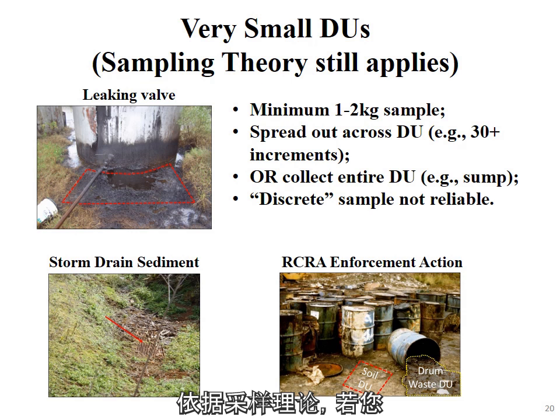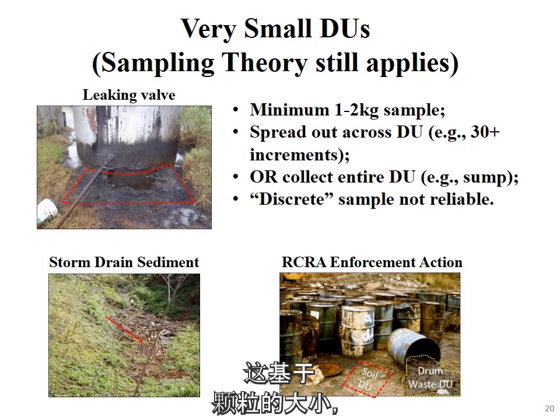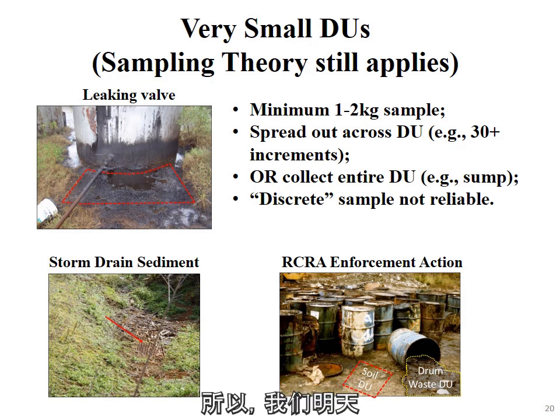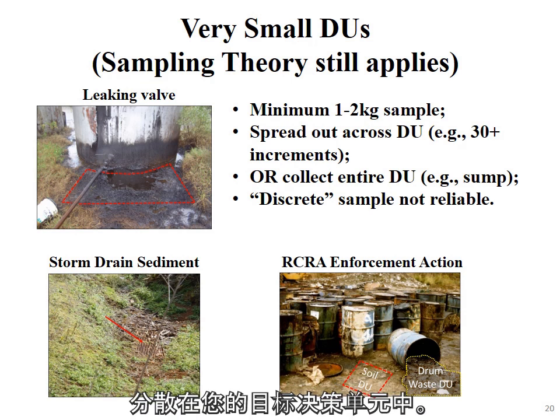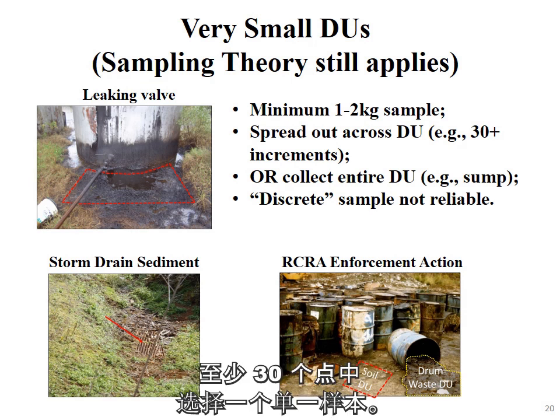Under sampling theory, if you're looking at less than 2 millimeter fraction, you still need a minimum 1 to 2 kilograms of soil. This is based on the size of the particles, the shapes of the particles, density, and your target concentrations and such. So we'll talk a little bit more about that tomorrow in detail. But again, in this case, you would just spread your sample out across your targeted DU. Ideally, you're going to collect a single sample from at least 30 points within these small areas.